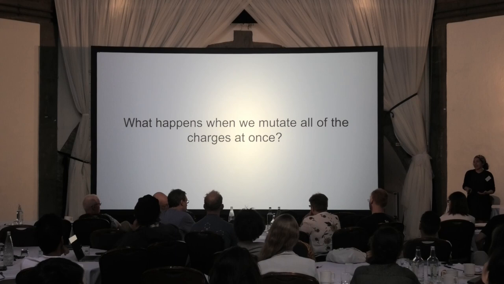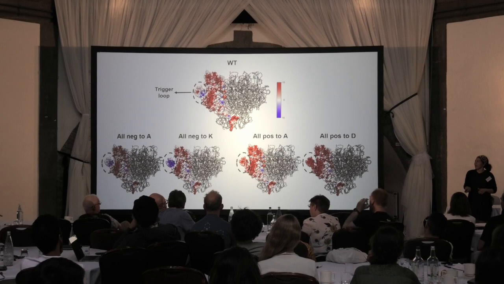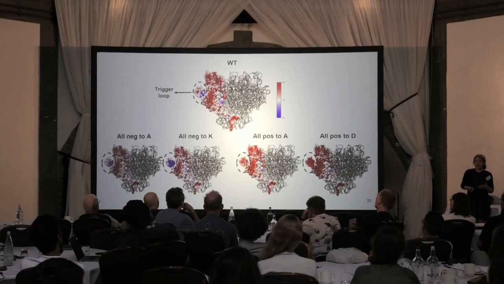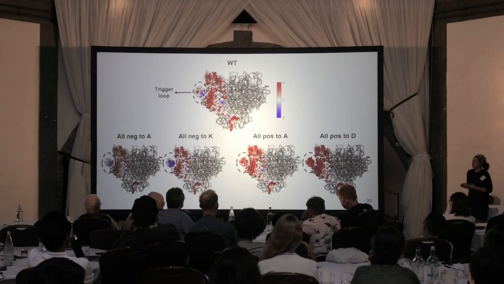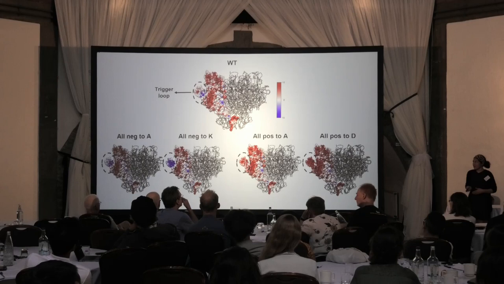But just back up one second before I talk about that. These are figures showing the electrostatic maps of the wild type up on the top, and then what happens when you mutate all the negatives to alanine, all the negatives to lysine, the opposite charge, all the positives to alanine, and then all the positives to aspartic acid, the opposite charge. Now I'll get into the results of those efficiency of plating assays.